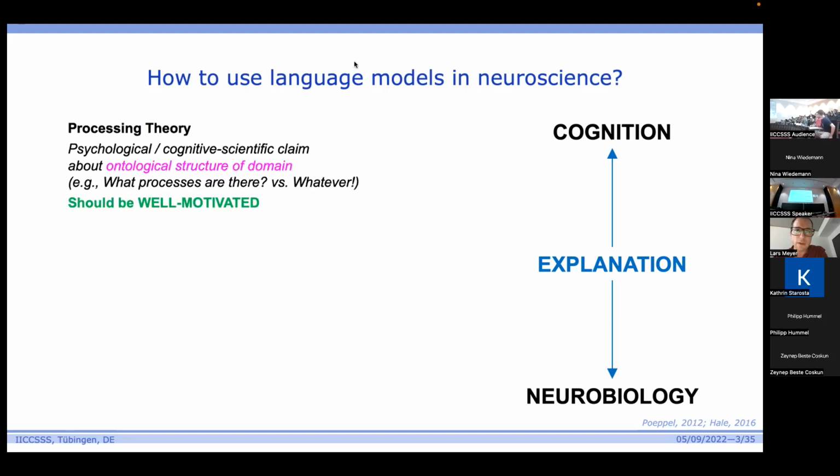So you start with cognition, right? You start with a processing theory. It could come from linguistics, it could come from cognitive science. That's kind of the qualitative side of things. That's what a human can understand. As a theory, it is built from some psychological, cognitive scientific claim about the ontological structure of a domain. What boxes are in our mind? That's what cognitive science is all about, right?